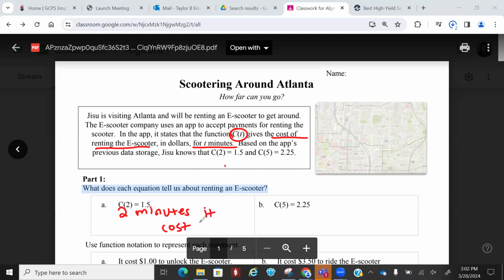Okay. Okay, can you write out what B is? Okay, so for 5 minutes, it's $2.25. Okay.